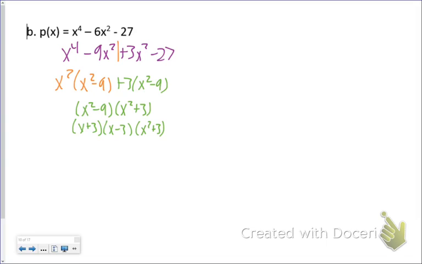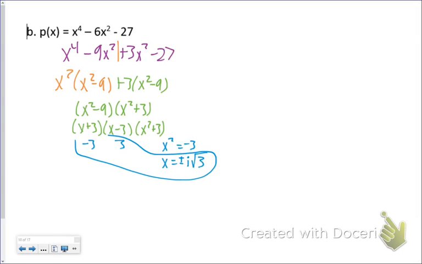Okay, so I get x equals negative 3, x equals 3. And then I got to solve this one. Square root it. And there are my 4 answers. So positive i times the square root of 3, negative i times the square root of 3, and negative 3.